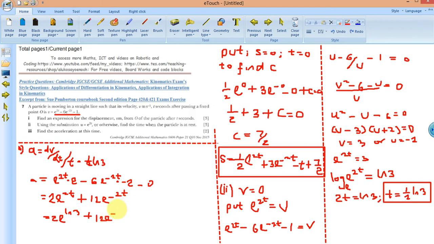So go ahead and plug this in your calculator now. Let me plug this in my calculator. So 2 exponential ln 3, then plus 12 exponential minus ln 3, close bracket, equals. So that is 10. And this is acceleration, so that should be meters per second squared. So 10 meters per second squared.